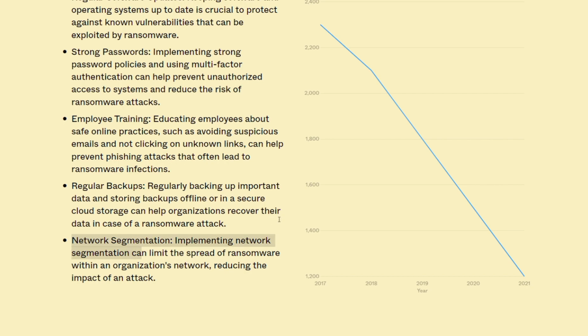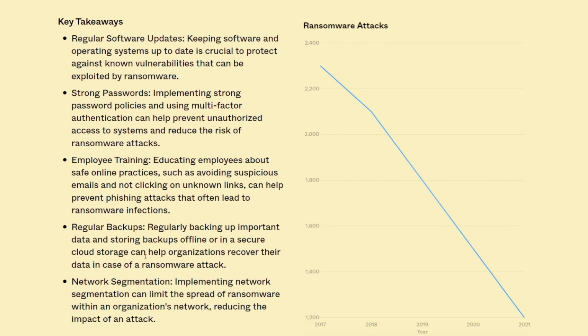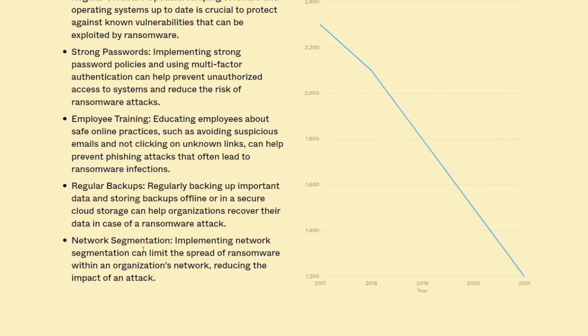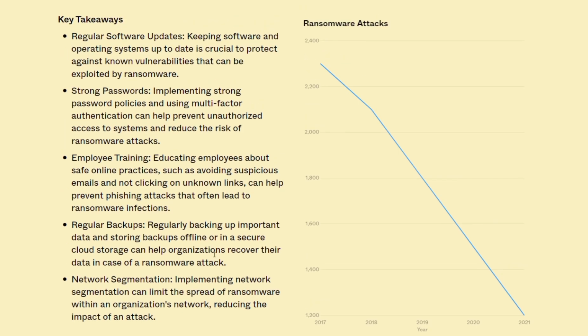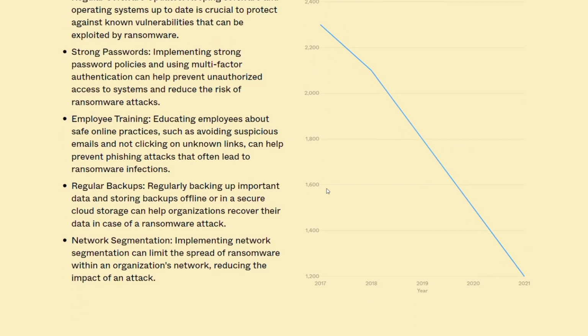Next, network segmentation. Implementing network segmentation can limit the spread of ransomware within an organization's network and reduce the impact of an attack. Network segmentation also reduces the impact of an attack. Here we can see the graph.